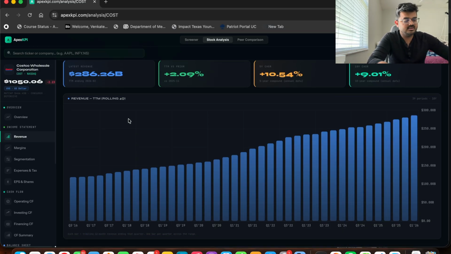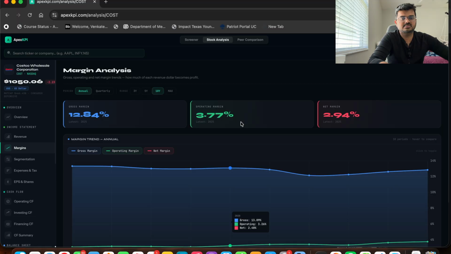And if you look at the chart over the last 10 years on a trailing 12-month basis, we don't see even a single quarter where the revenue is stagnant or decreasing. Historically, for the last 10 years on all trailing 12-month bases, Costco's revenue has grown consistently quarter over quarter. And the second section which I would like to go to is the margins.